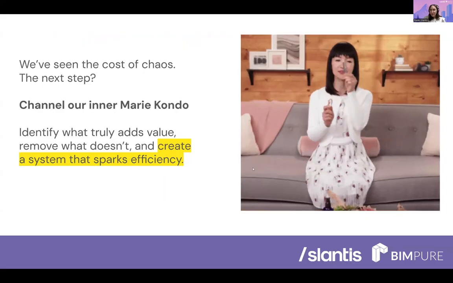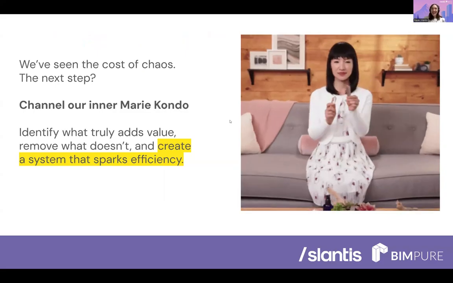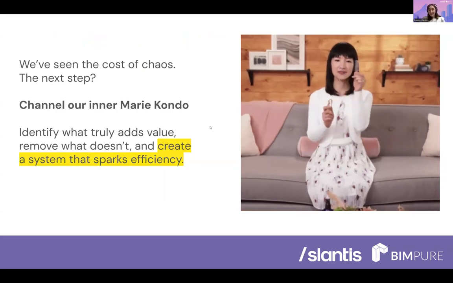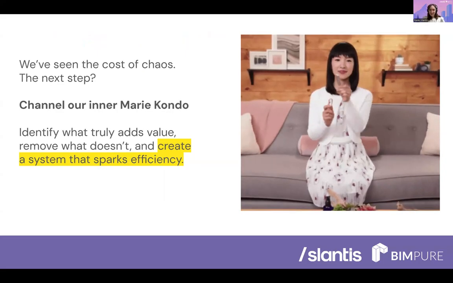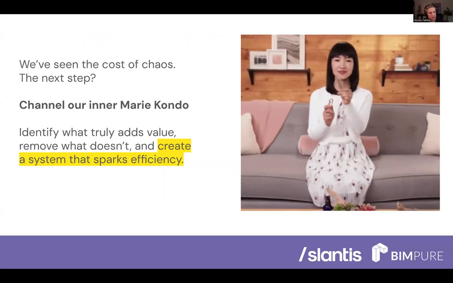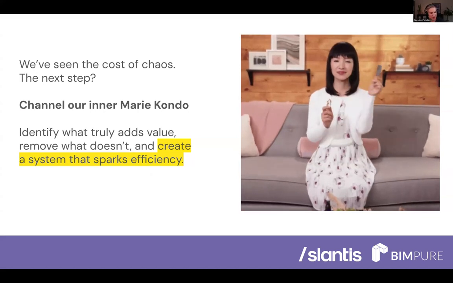So we have seen the cost of chaos, what happens. What is the next step? Okay, we're going to channel our inner Marie Kondo, and we're going to identify what adds value, what doesn't, and create a system that sparks efficiency. So just a quick one, Paula. I'm pretty sure most people would know who Marie Kondo is, but can you just mention who she is for people who might not be familiar with her?